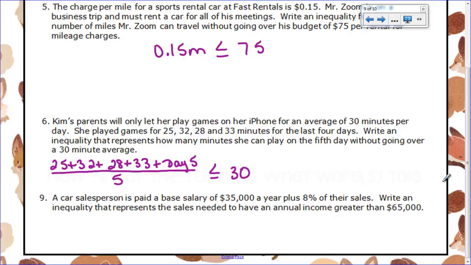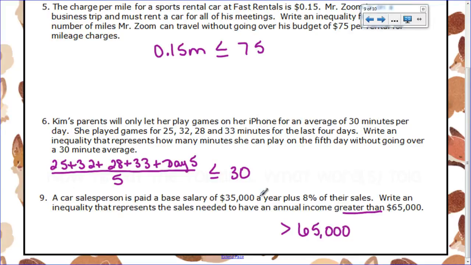So a car salesperson is paid a base salary of $35,000 a year. That means that he gets that $35,000 just for showing up to work. Plus, he gets 8% of their sales. So then they get money tacked onto that for however much they sell. So we have to write an inequality that represents the sales that are needed to have an annual income greater than $65,000. Here we are, we now have to have bigger. It just says greater than, so it has to be more than $65,000, so it can't be equal to. So it's going to have to be greater than $65,000.